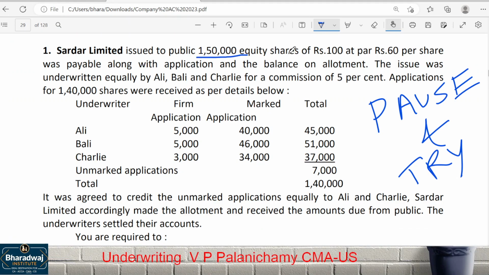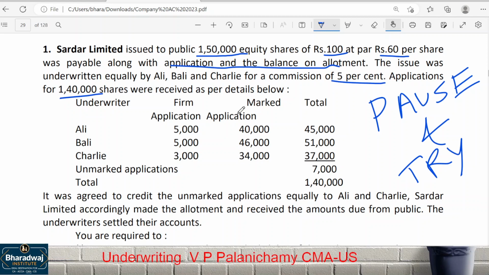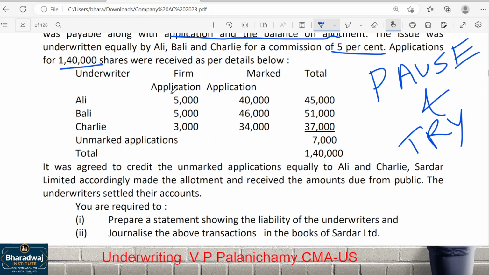1,50,000 shares are issued at 100 rupees par, 60 rupees payable along with application, balance with allotment money. The issue was underwritten by A, B, C for a commission of 5%. Applications were received for 1,40,000 shares as follows. We are given details about A, B, C, and unmarked application is given to us directly. So firm underwriting, marked application, total application, unmarked application, everything is given clearly to us.